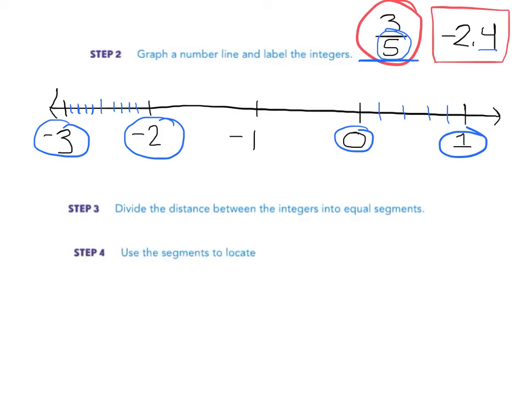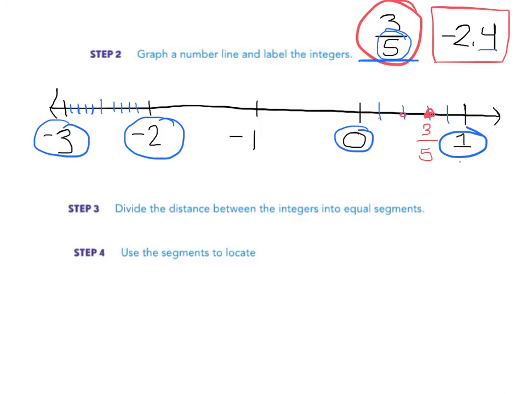All right, so now I've broken up the distance between each of my integers, which are my whole numbers, into equal segments, and I used the numbers that they gave me to break them up into helpful segments. So now we're going to use these segments to locate these numbers. So our first one is going to be 3/5. If I'm looking between my 0 and 1, I'm going to count up 1, 2, 3. So here is where I'm going to label 3/5.